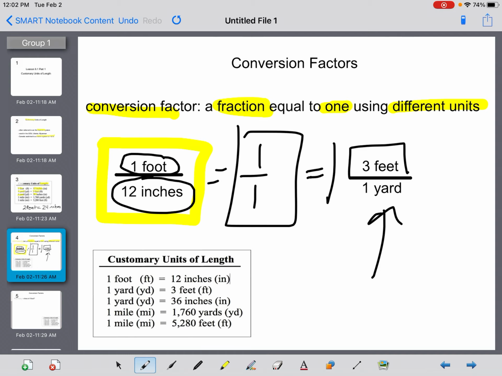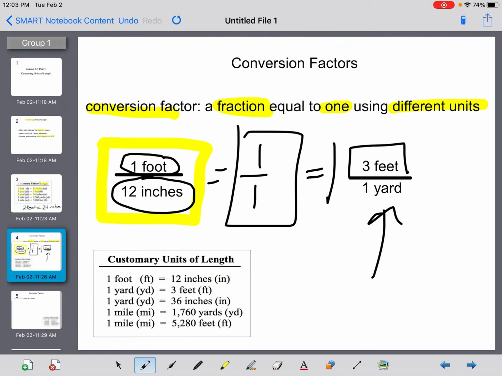Same with 3 feet and 1 yard. It's not actually a different measurement, it's just a different way of measuring things. So if I went to the fabric store and I said I need a yard of material, and then you were behind me and you said, well, I need 3 feet, we would actually be getting the same amount of material. It's just a different way of measuring it.